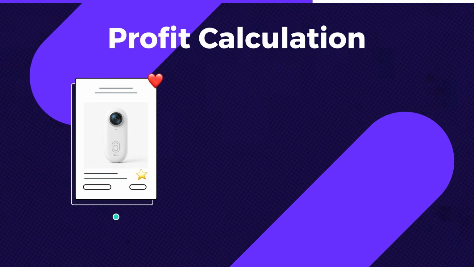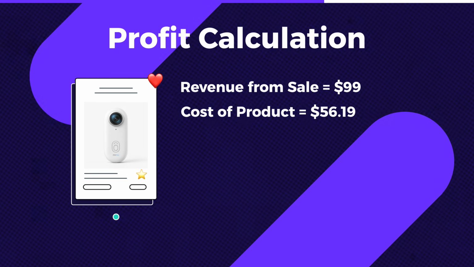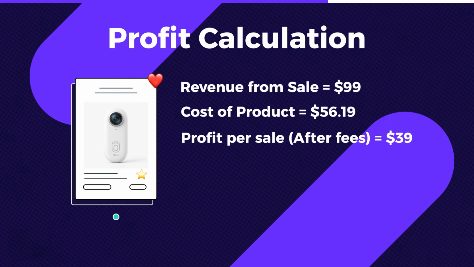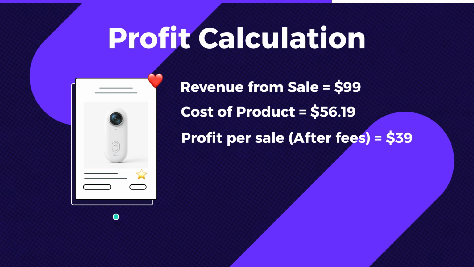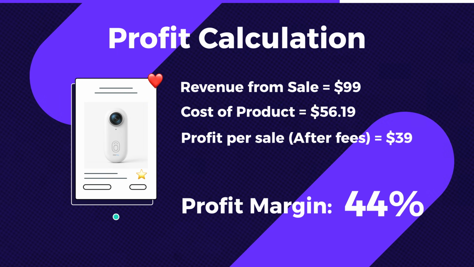The store is selling the 4K camera for $99. We can source the same exact product for $56.19. After Shopify fees, that leaves a profit of around $39 per sale. That's roughly a 44% profit margin. It's not the 70% I'd love to see, but the demand is high and the overall profit is strong.